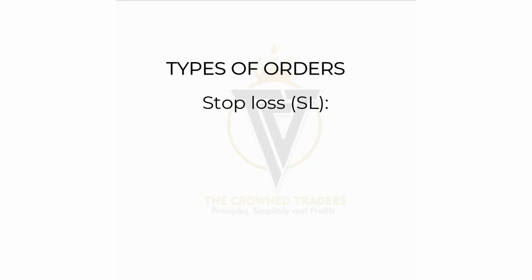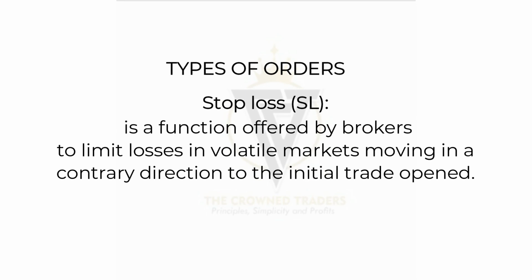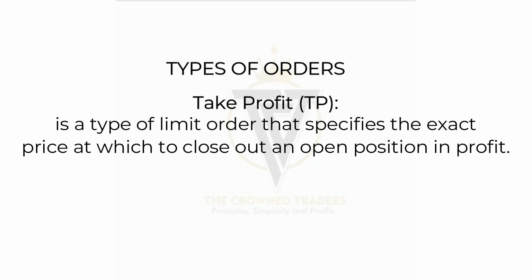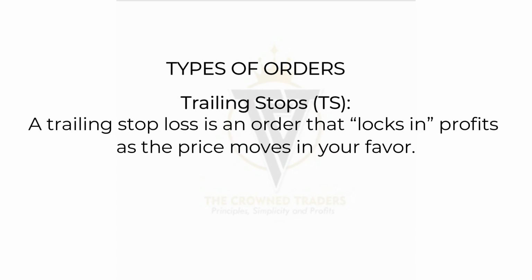Orders such as stop loss, take profit, and trailing stop. The stop loss is a function offered by brokers to limit losses in a volatile market moving in a contrary direction to the initial trade opened, while a take profit is a type of limit order that specifies the exact price at which to close out a particular position in profit. Now, trailing stop is an order that locks in profits as the price moves in your favor, right? It's like a watchdog, it follows your price to where you want it to go.